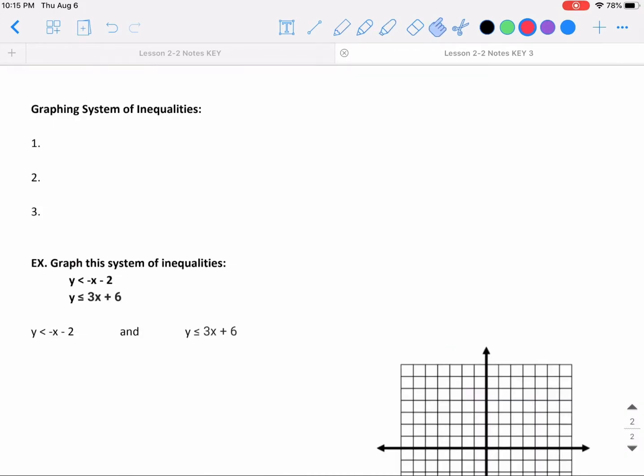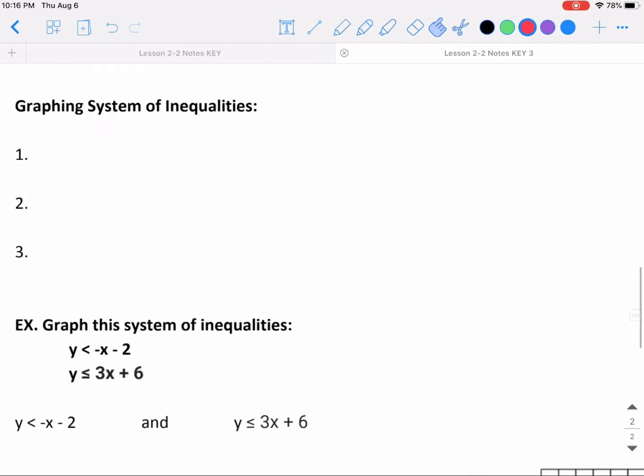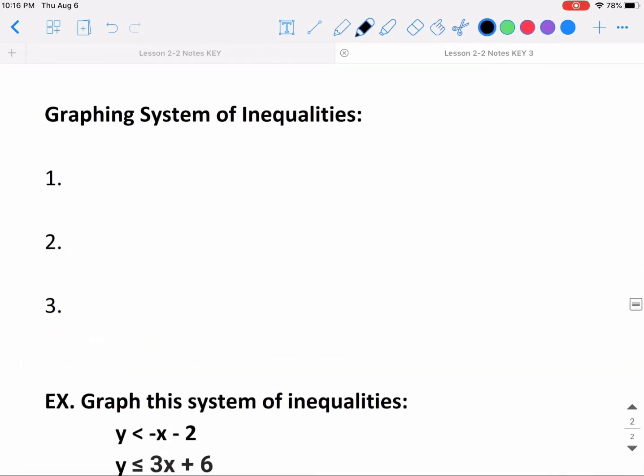For graphing systems of inequalities, so that's multiple inequalities, it's usually just 2 inequalities at the same time, I'm going to do the same first step. I'm going to get y by itself. I want to isolate y. So the first step is to isolate y for both inequalities.